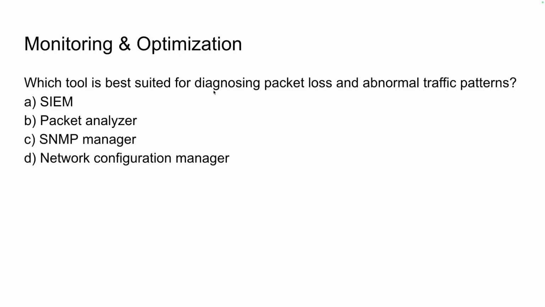Which tool is best suited for diagnosing packet loss and abnormal traffic patterns? So a SIM, packet analyzer, SNMP manager, network configuration manager. Configuration manager is looking at the actual configuration of the network, and it could be something that we would use after identifying why we have packet loss and abnormal traffic. SNMP manager would be a pretty solid response. Packet analyzer would also be a solid response. SIM is more for security and ingesting logs from various sources, and so I would say packet analyzer.